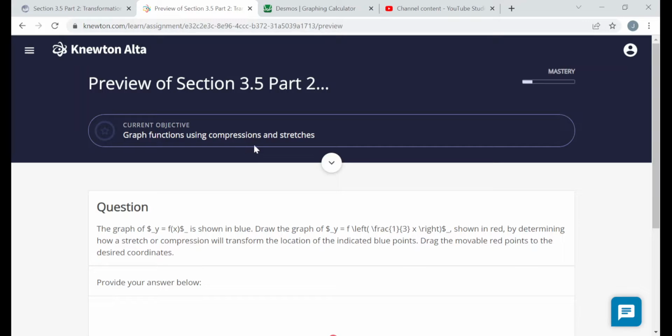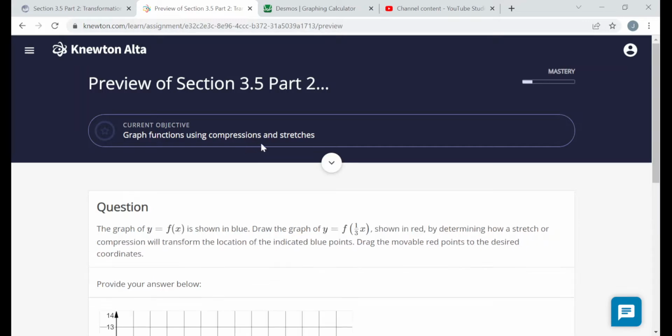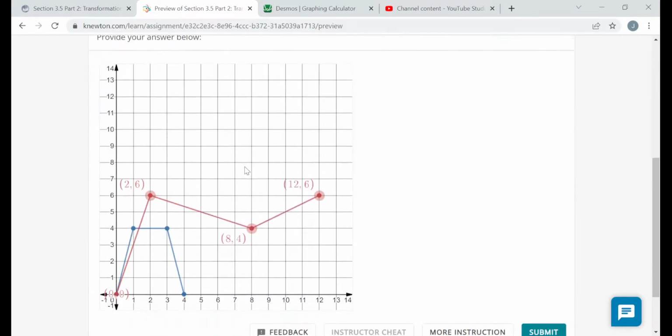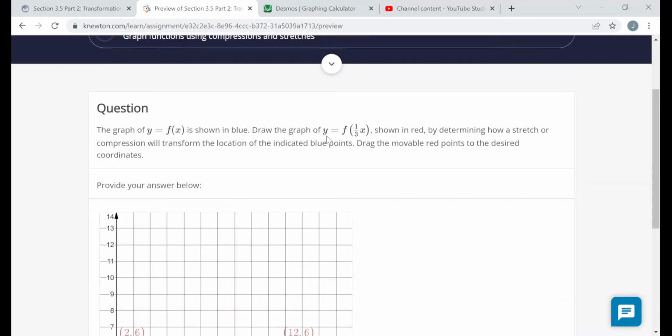All right, compressions and stretches. So this will involve some multiplication. So see here, y equals f of x is shown in blue. We're asked to move all these red points so that we get y equals f of 1/3 x.